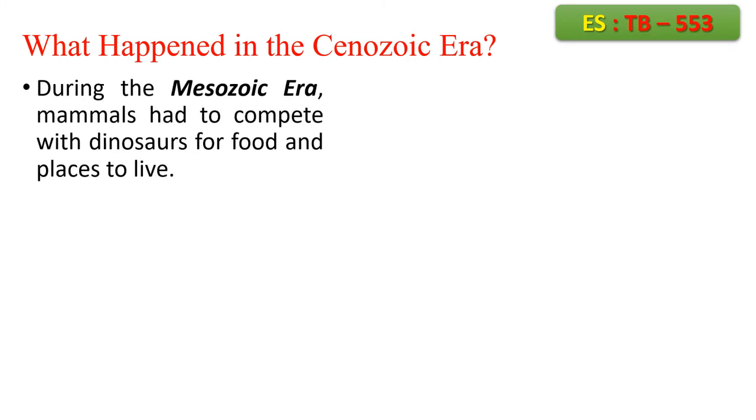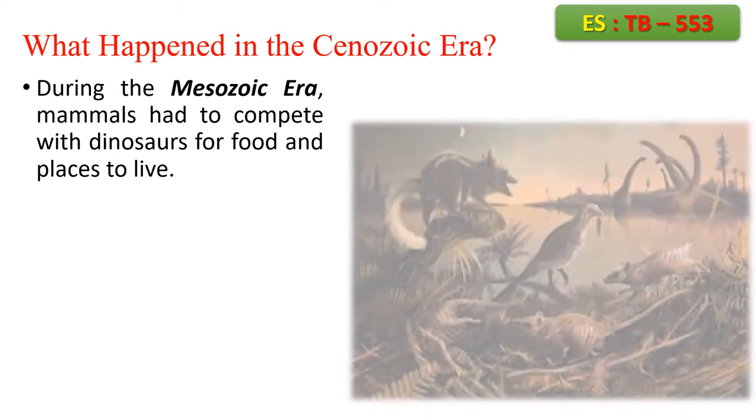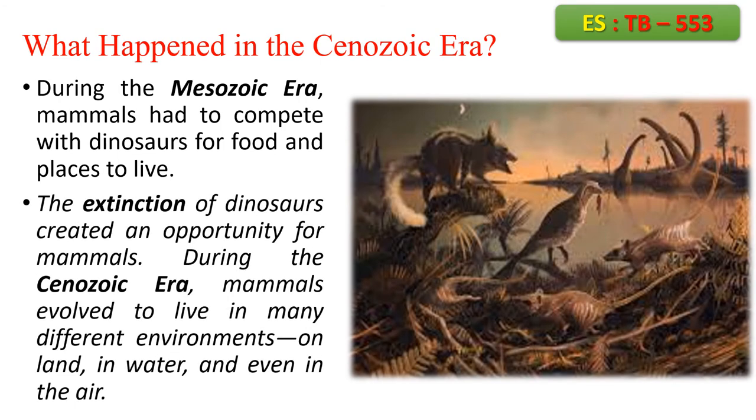What happened in the Cenozoic era? During the Mesozoic era, mammals had to compete with dinosaurs for food and places to live. The extinction of dinosaurs created an opportunity for mammals. During the Cenozoic era, mammals evolved to live in many different environments, on land, in water, and even in the air.